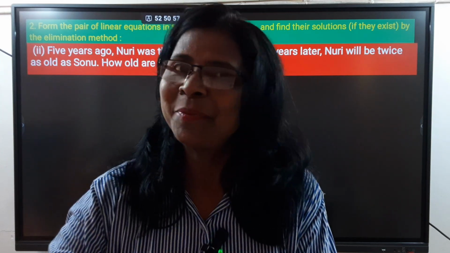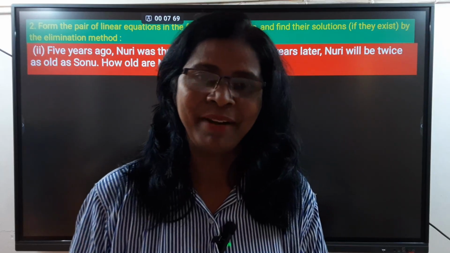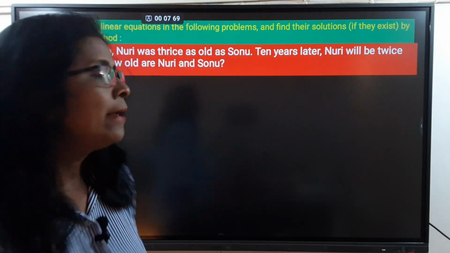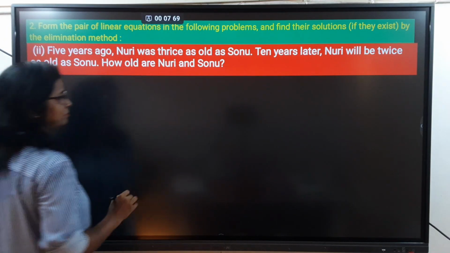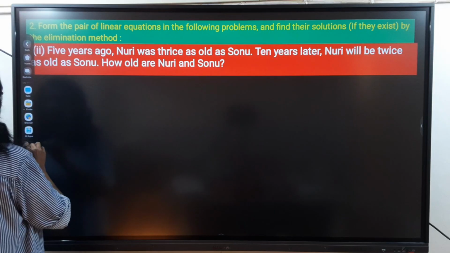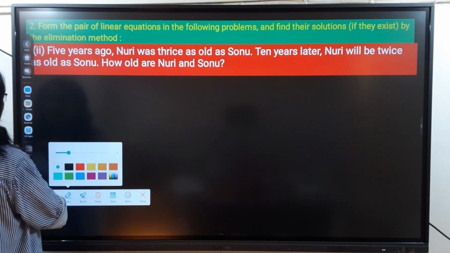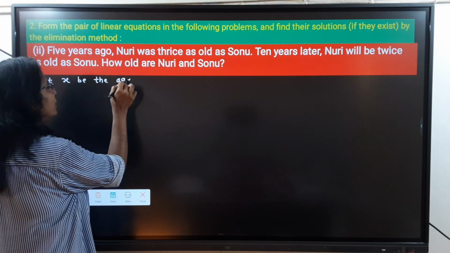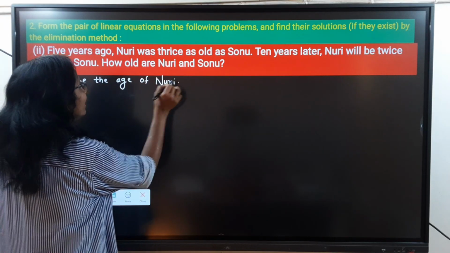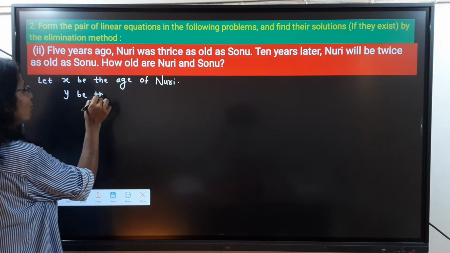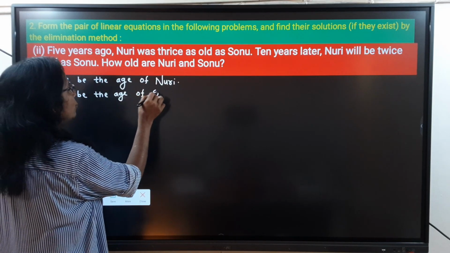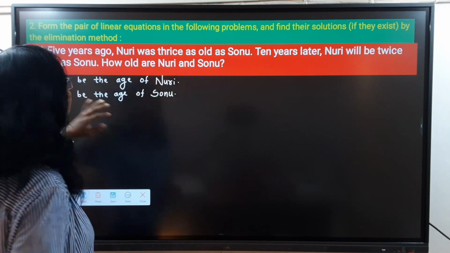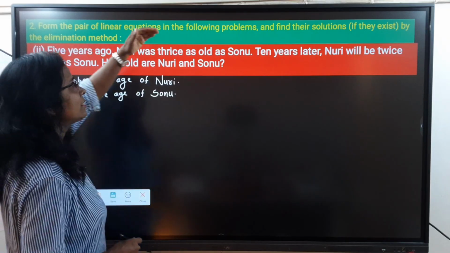With respect to their ages, there is a consideration part. In that consideration part, first we write down: let x be the age of Nuri, y be the age of Sonu. Okay? And there is a first condition in this example, and that says that 5 years ago Nuri was thrice as old as Sonu.